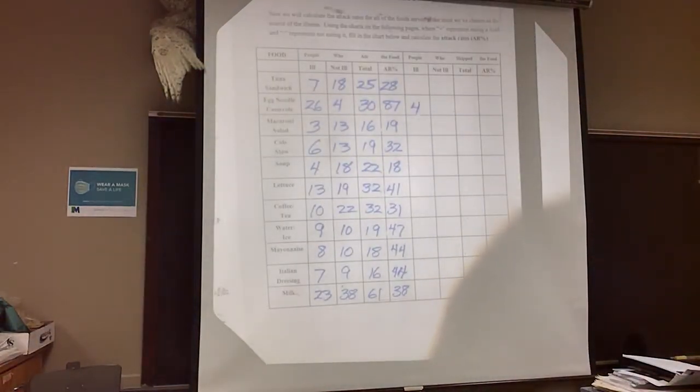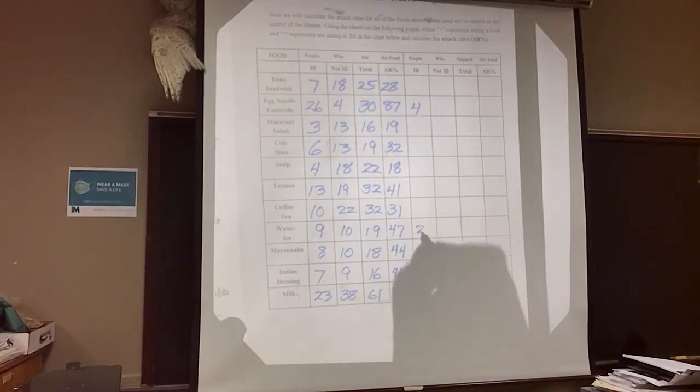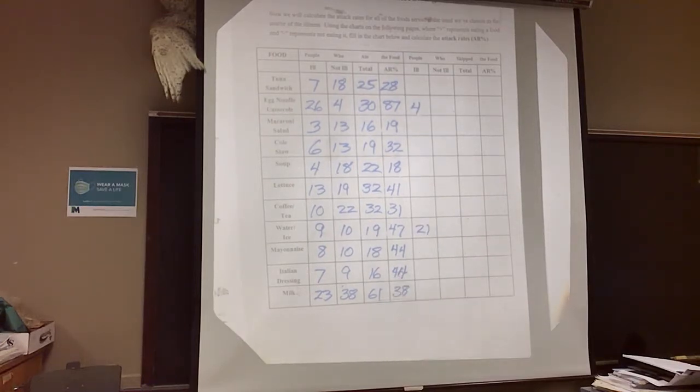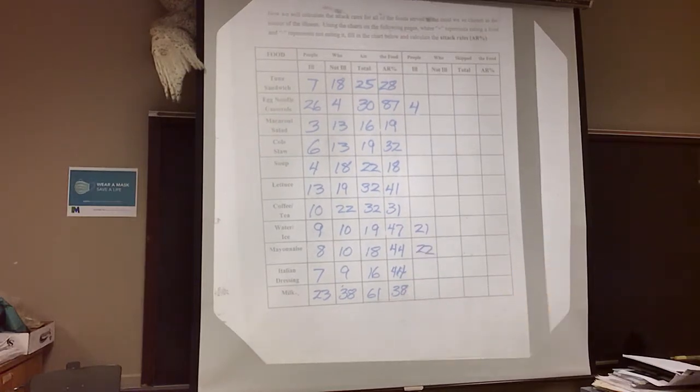Let's see, we got some stuff in the high 40s. If 9 of them had the water and ice, how many of them didn't? 21, right? If 8 of them had the mayo, how many didn't? So those two numbers should always add up to 30.